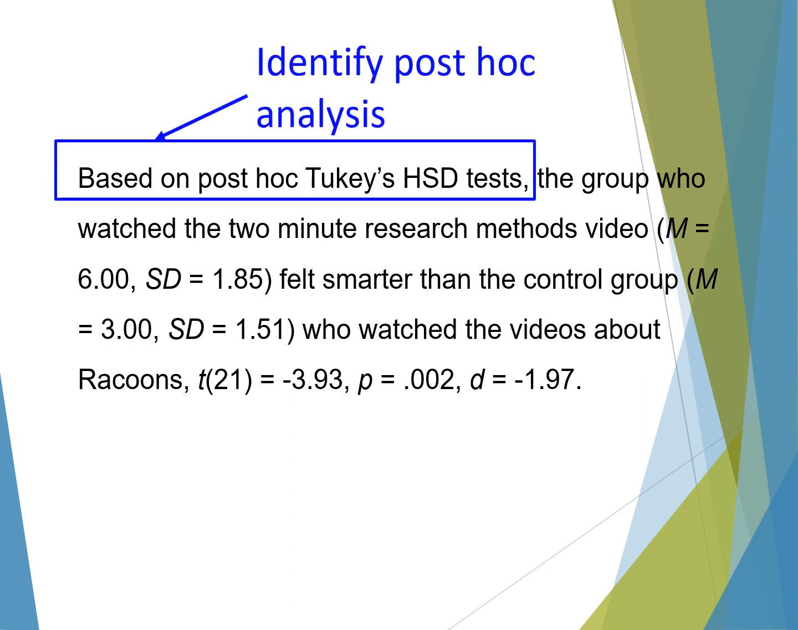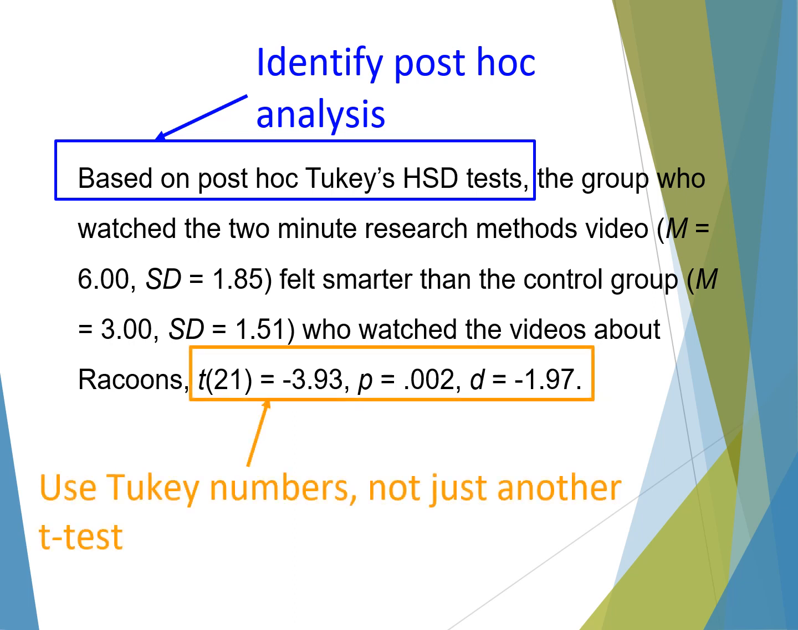So we're going to identify the post hoc analysis that we did. Remember that there are multiple post hoc analyses you might use, so be sure to report which one you used. You want to be sure to include the mean and standard deviation for each of your groups. And then you're going to use your Tukey numbers here, not another t-test. You're going to use those numbers from your post hoc test to report the Tukey's t, degrees of freedom, the value, your p-value, and your effect size for that post hoc test. So this is the first one.